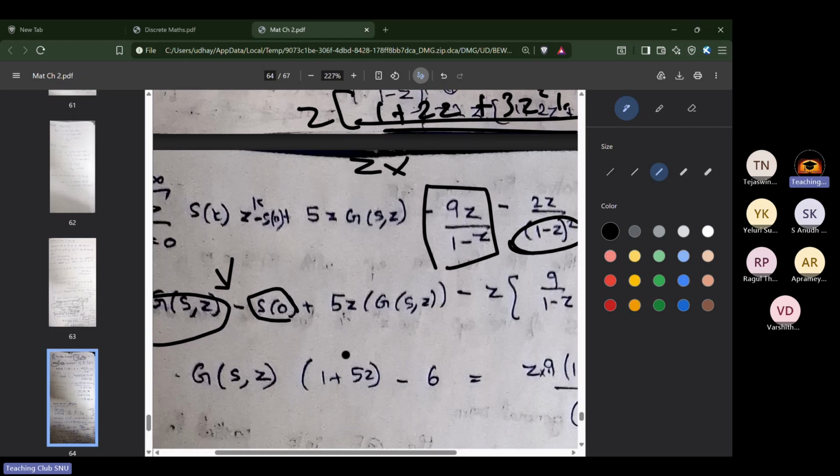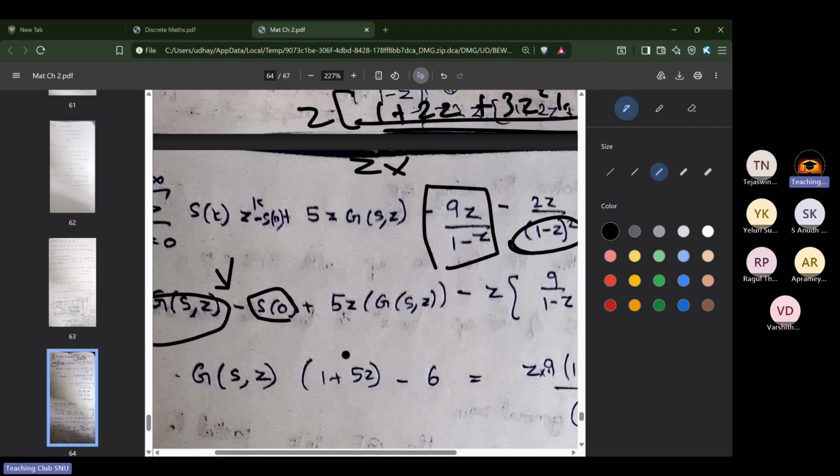You got a nice equation with the left hand side as G of S comma Z and the right hand side in terms of just Z. Most people put it as G of Z only. They don't put G of S comma Z. That is also fine. You will find the S at last. So you got it as nice as in terms of Z. This is G of S comma Z.